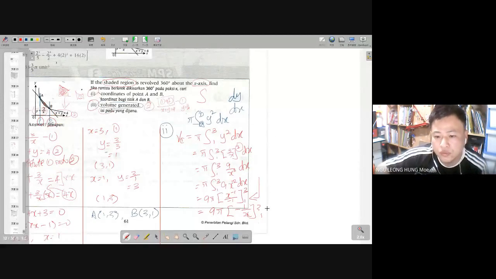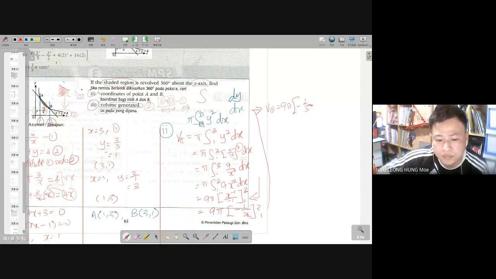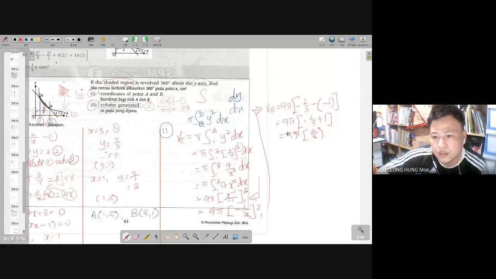So 9 pi, this one will be negative 1 over x, from 3 until 1. So volume number 1 will become 9 pi times negative 1 over 3 minus negative 1 over 1. We get negative 1 over 3 plus 1. Then we get 9 pi times 2 over 3, which gives 6 pi unit cube.